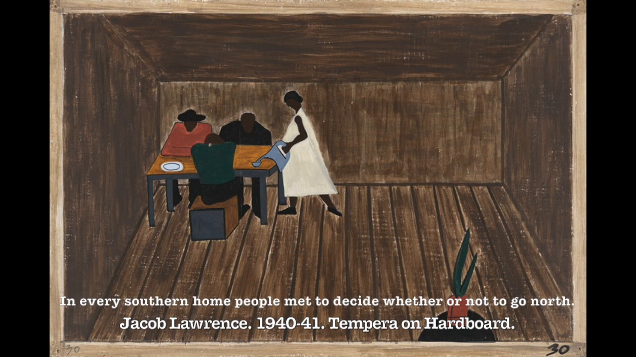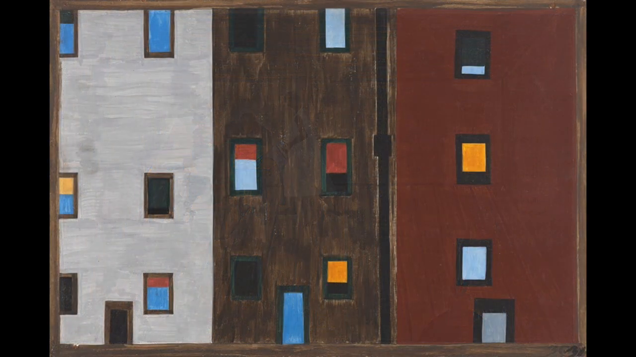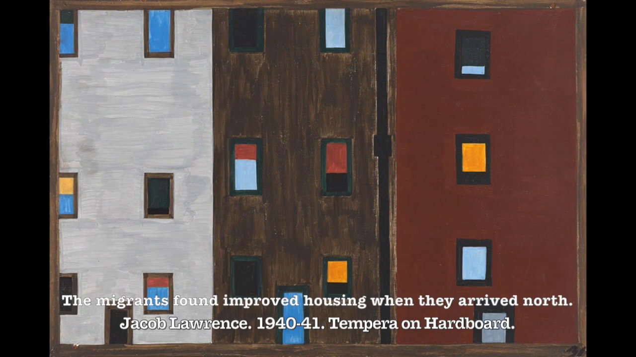In every southern home, people met to decide whether or not to go north. The migrants found improved housing when they arrived north.